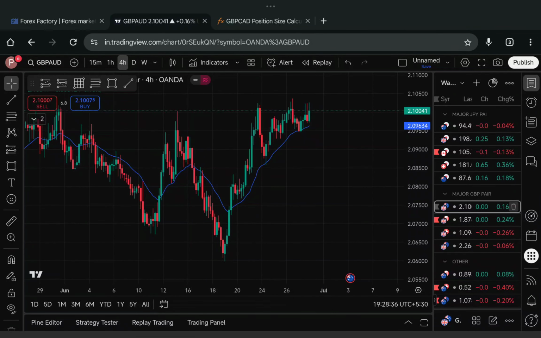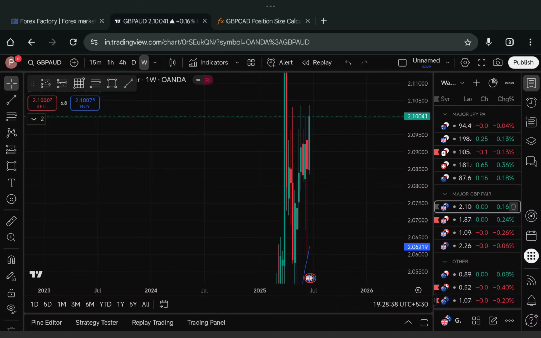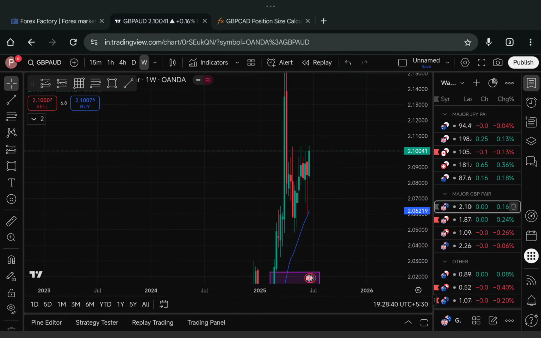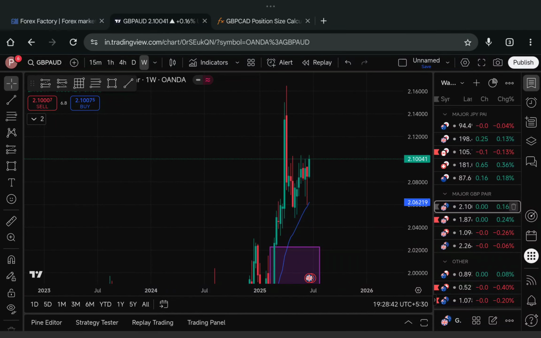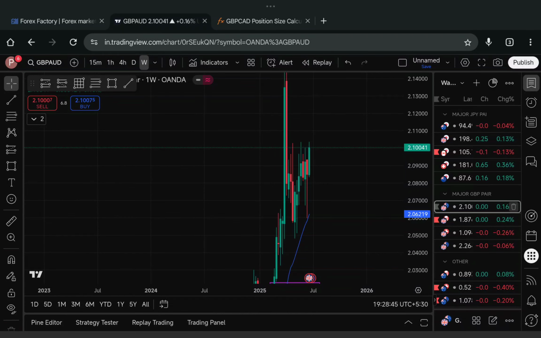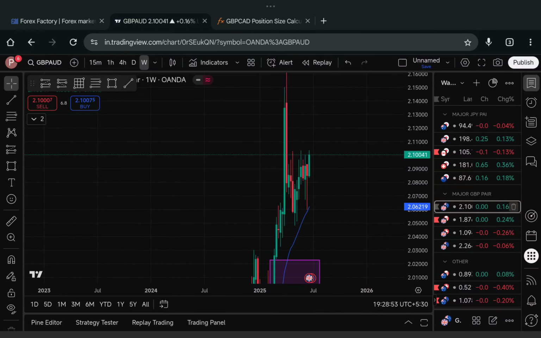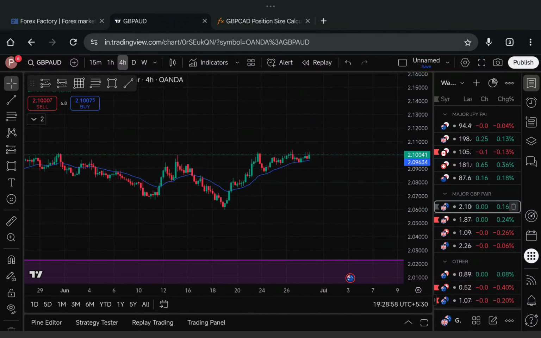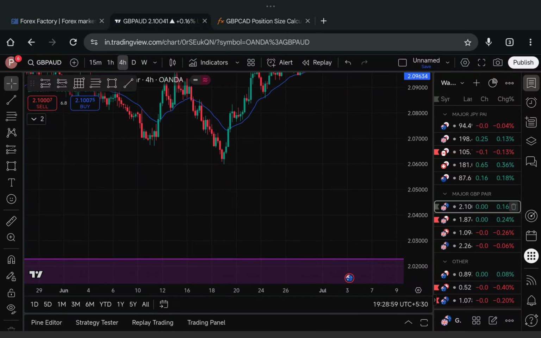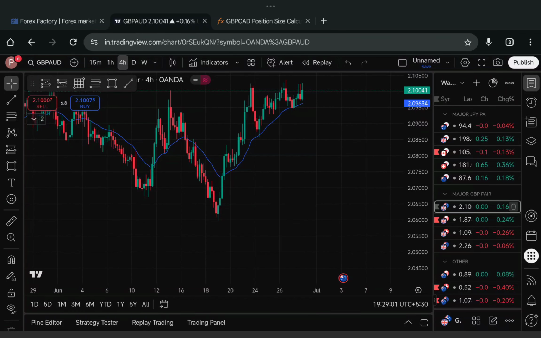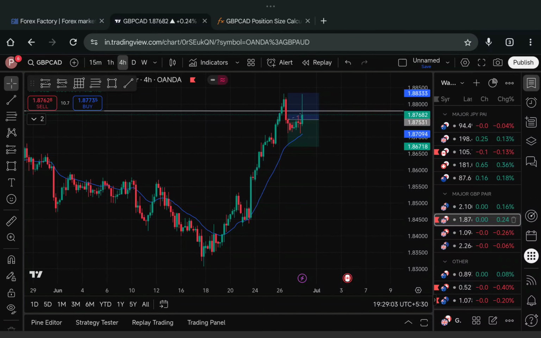On the weekly time frame of GBP AUD, no zones here, although the previous week we see a tap of the 21 EMA, but I was not there to capitalize on it, or maybe I was there, I don't know.